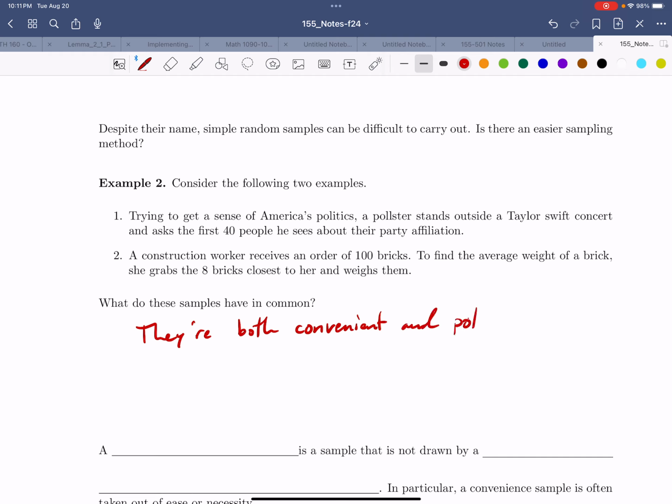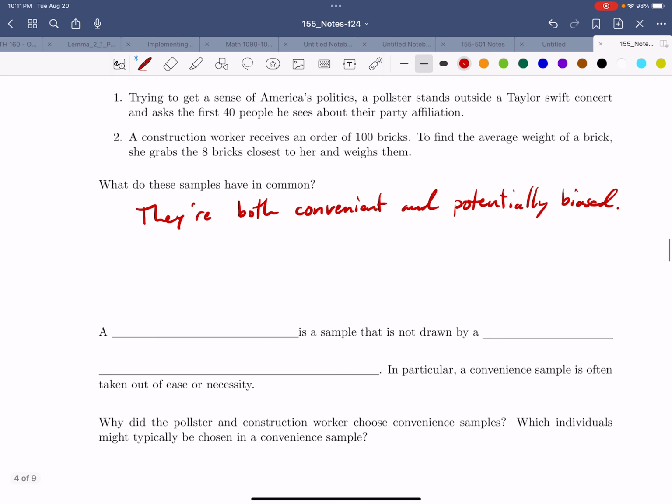But I'm also going to say potentially biased, because perhaps people who go to Taylor Swift concerts, maybe they're more affiliated toward one direction than another. Or maybe not, who knows? Probably grabbing the 8 bricks closest to you, that might be a little bit better, but depending on how things are stacked, maybe there's bias. Who knows?